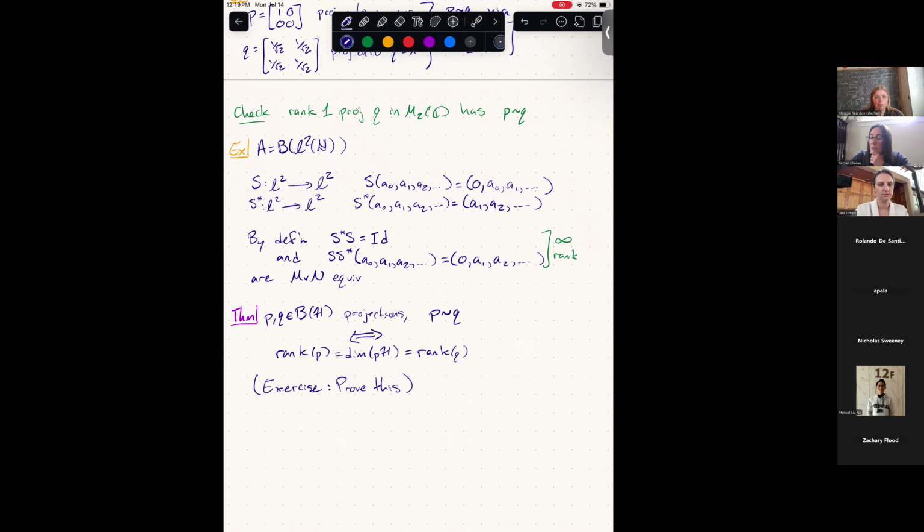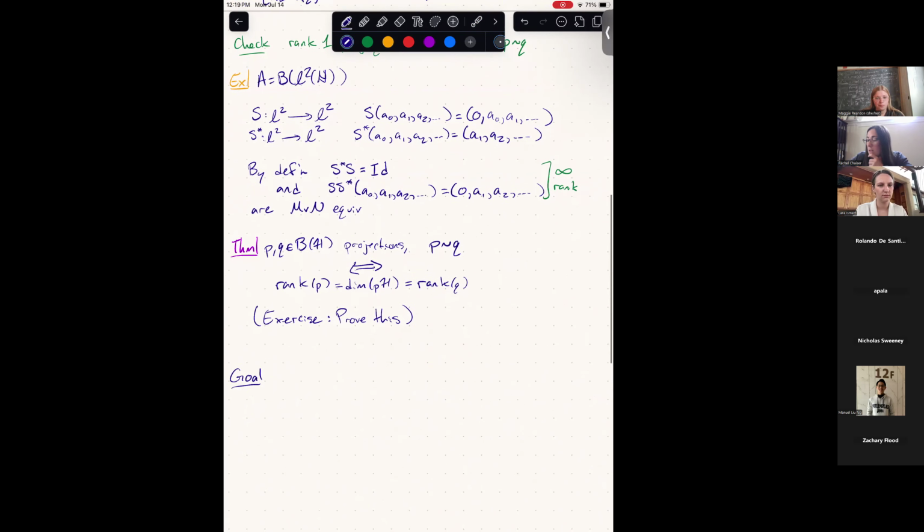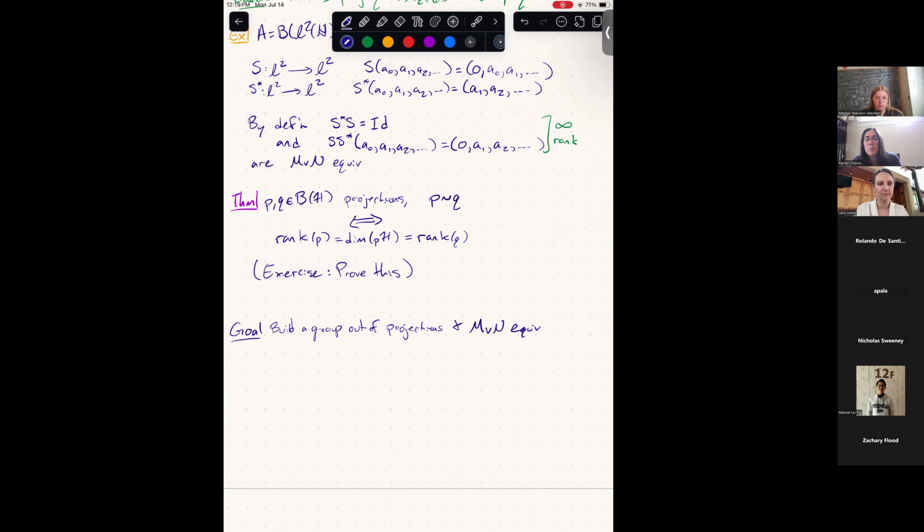And our goal at this point is going to be to use projections and Murray von Neumann equivalence to build a group that will hopefully be our K-theory group, our K0 group. So: build a group out of projections and Murray von Neumann equivalence. Now, there are two roadblocks at this point to doing this. So we have two problems.